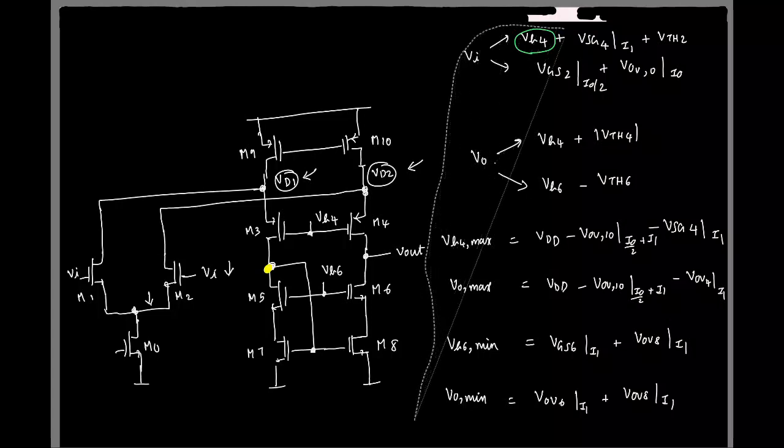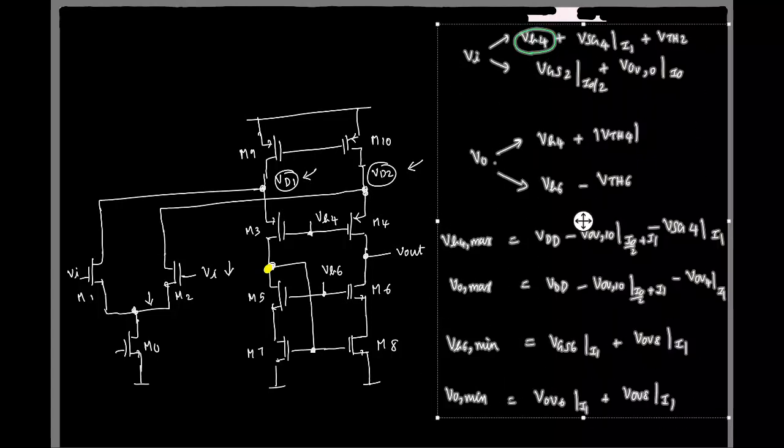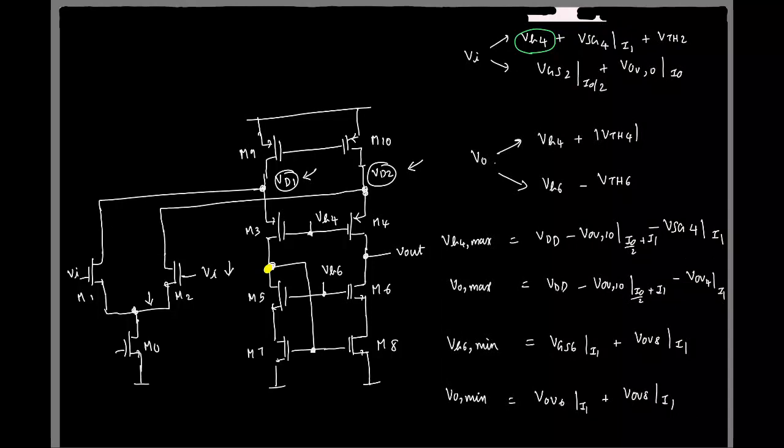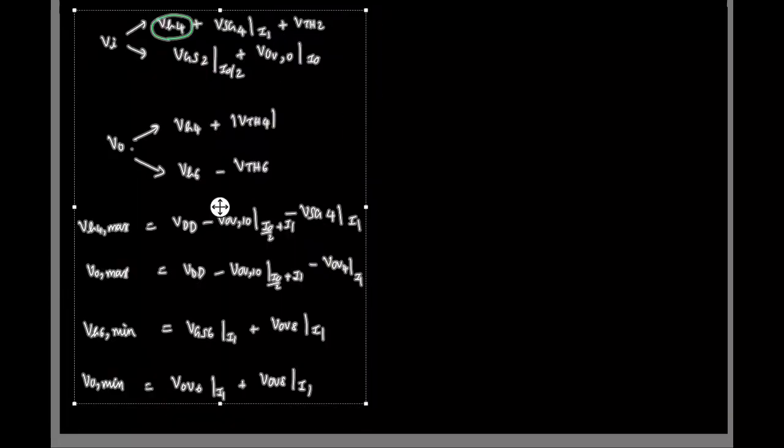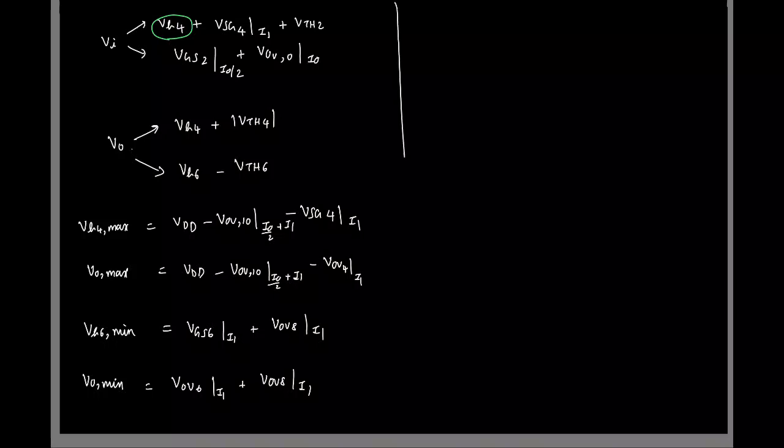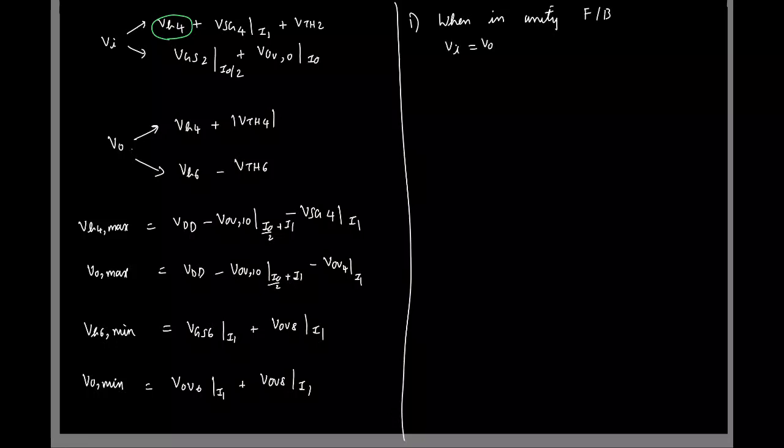So let me just copy paste this guy. Great. So now let us say these are the ranges for input and output independently. So let us say we put it in unity feedback. So that will enforce this condition. So we'll find what is the minimum and maximum we can go, right?